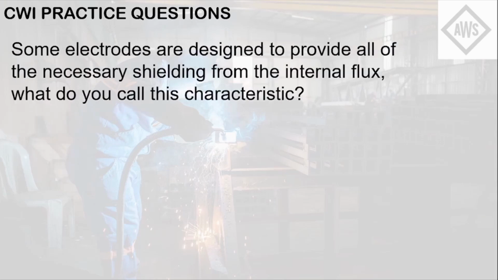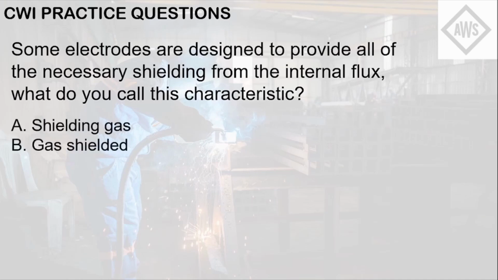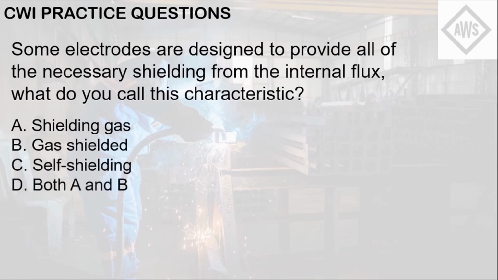Next, some electrodes are designed to provide all of the necessary shielding from the internal flux. What do you call this characteristic? Letter A, shielding gas. Letter B, gas shielded. Letter C, self-shielding. Letter D, both A and B.